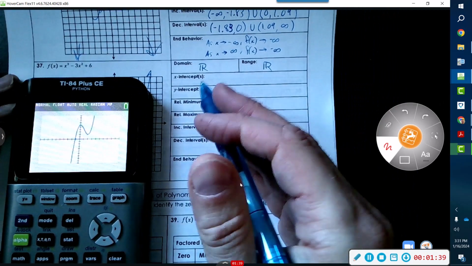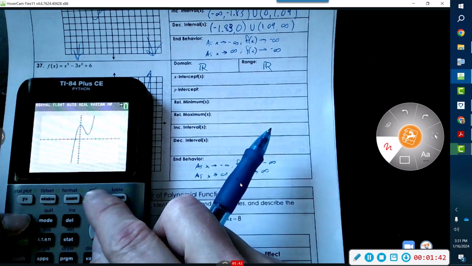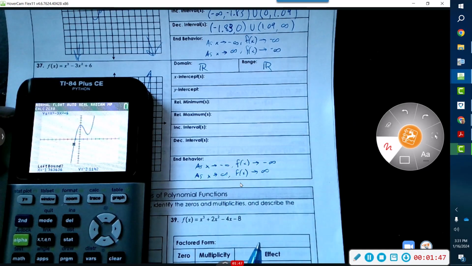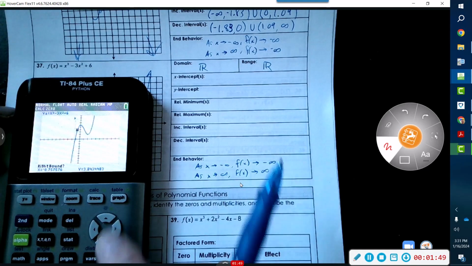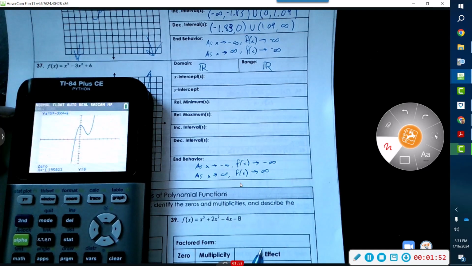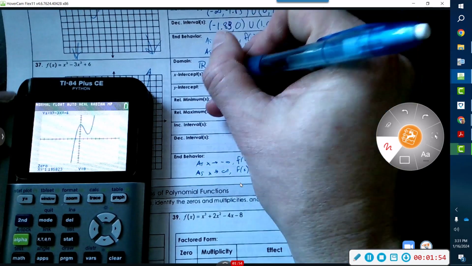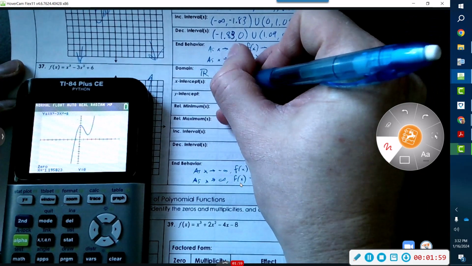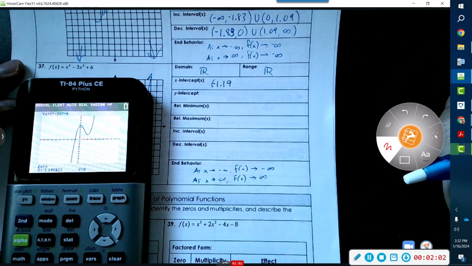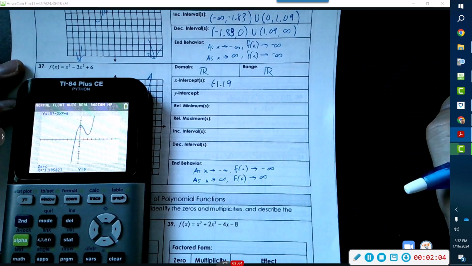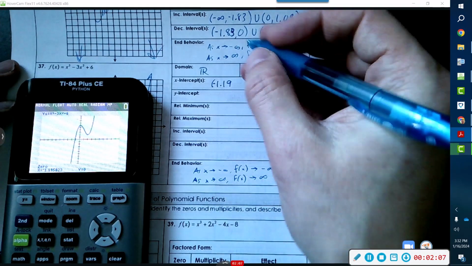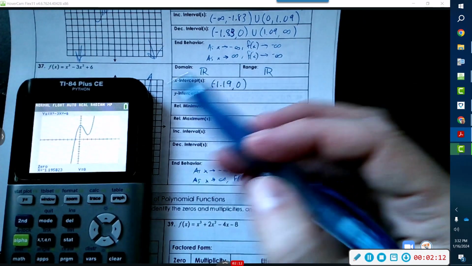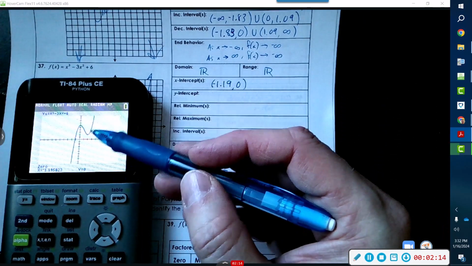Looks like we only have one x-intercept, and so we'll go to second calc. That's called a zero. The x-intercept is a zero, so we will set the left bound, and there's the right bound. The guess is about there, and correct. Looks like it's about negative 1.19. So I guess we could go to 2, but that's okay. This is just fine. X-intercept there. That's the only one, so it only has one real zero. These other two would be imaginary.